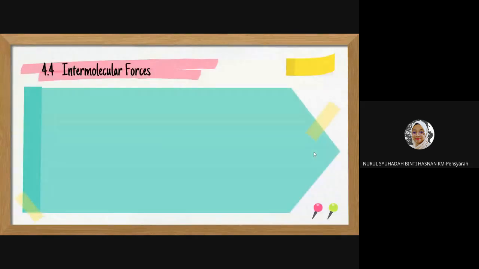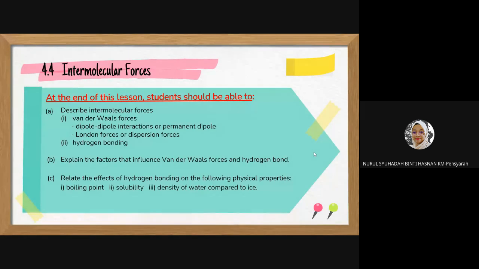Okay, so we start with 4.4 intermolecular forces. So at the end of this lesson, we should be able to describe intermolecular forces, van der Waals forces, and hydrogen bonding, explain the factors that influence the van der Waals forces and hydrogen bond, and relate the effect of hydrogen bonding on the following physical properties of boiling point, solubility, density of water compared to ice.